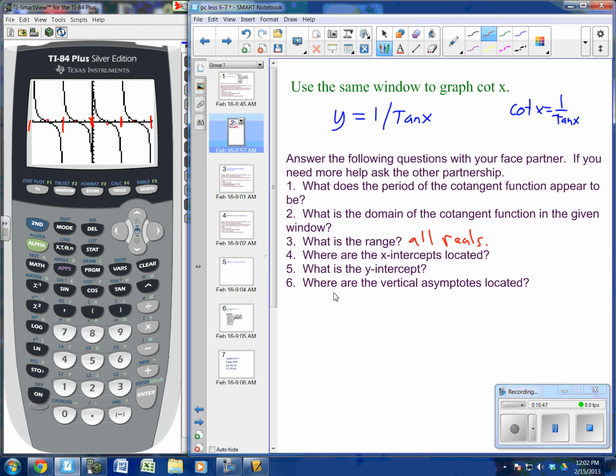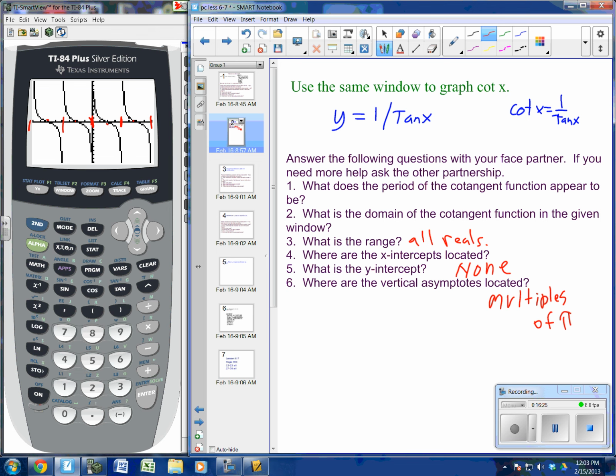Okay, number 5. What is the y-intercept? There is none, right? Where are the vertical asymptotes located? The same place where the domain is undefined, which is multiples of pi. Got it? Multiples of pi.